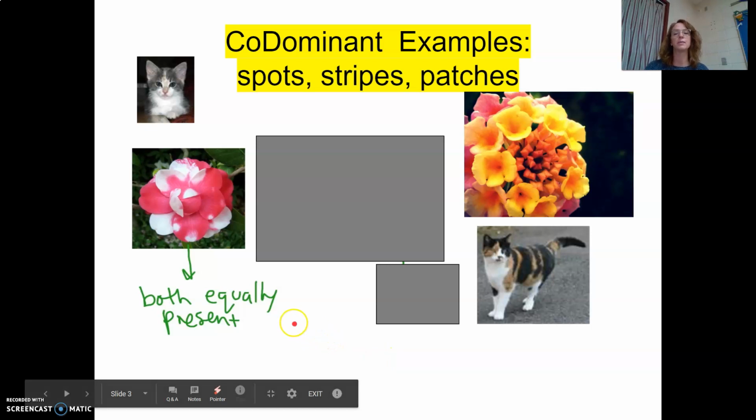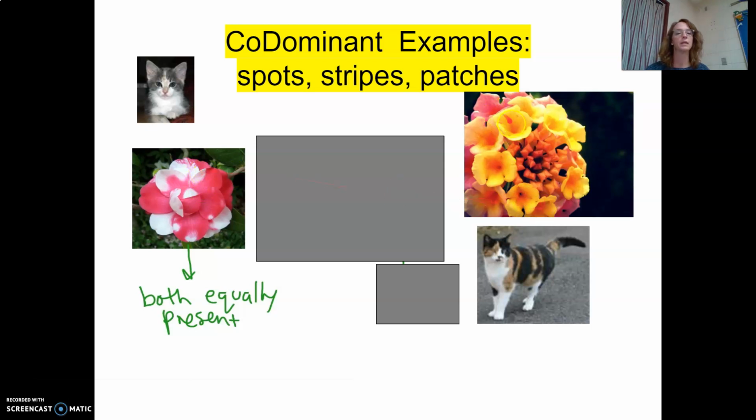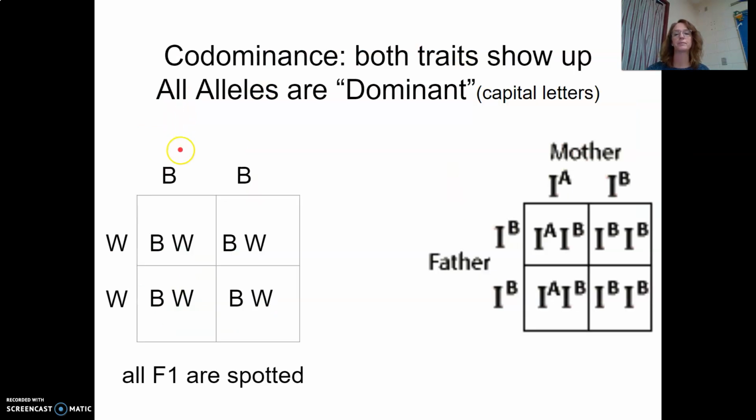These are all examples of codominance. So you see both white and pink showing up, equally powerful here. The pink and the yellow, again, equally powerful. Calico cats, this is actually an X-linked codominant trait, so only female cats can be calico. But any cat could be gray and white. So this is another example of both traits showing up equally powerful.